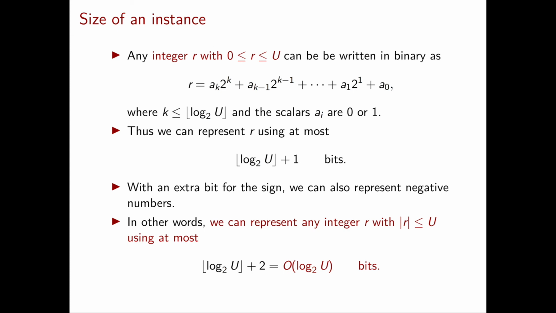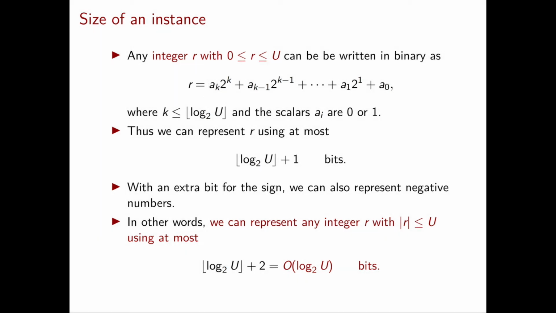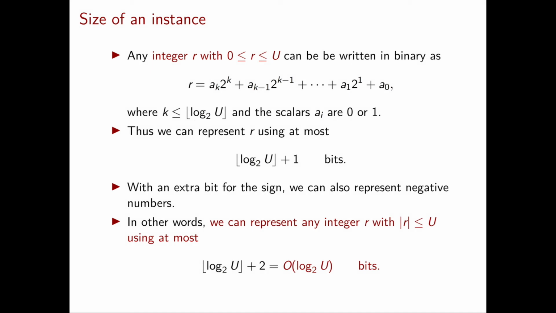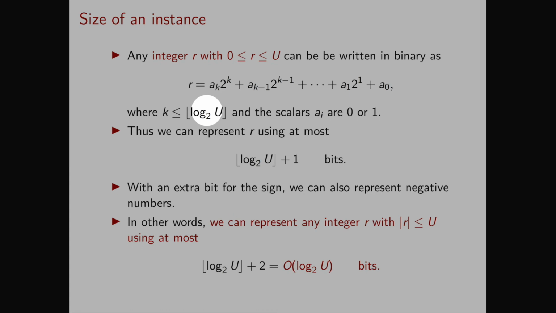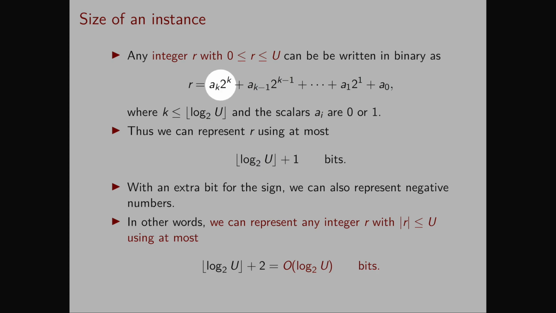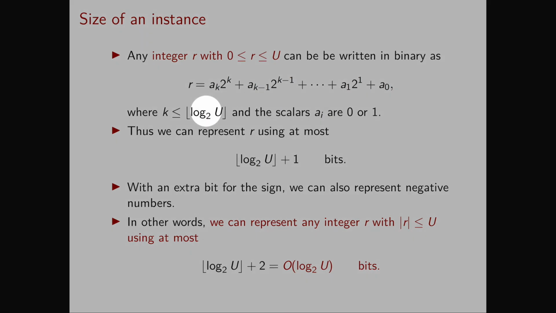So we need to see how many bits we need to represent such an integer r. Essentially, we write down our integer number r in its binary representation. So we can write it as a binary number plus a binary number times 2 plus a binary number times 2 to the second, and so on and so forth. In particular, it is simple to check that in this sum you need at most the floor of the logarithm of u terms. Therefore, your integer r can be written as the sum of a_i 2^i, where each a_i is 0 or 1, and where i goes from 0 to the floor of log u.